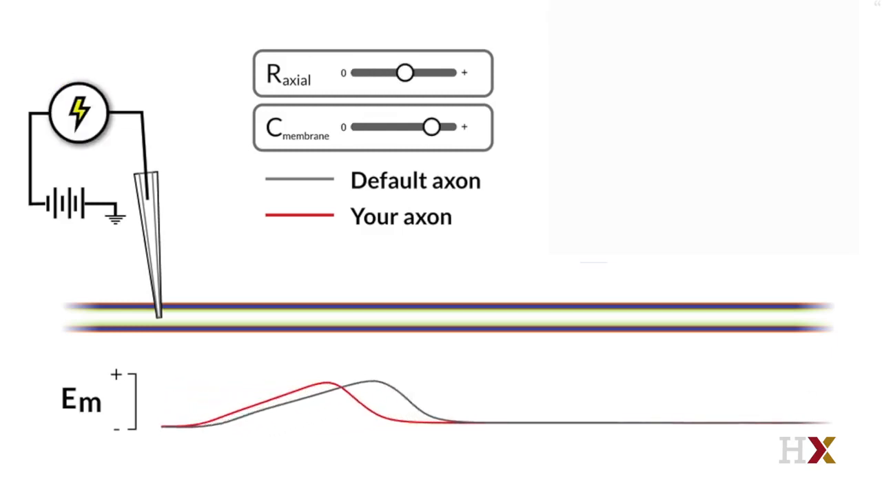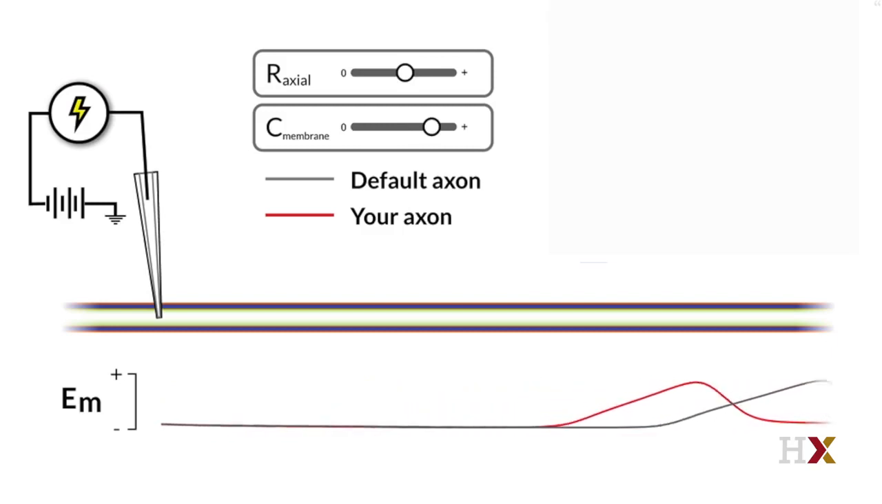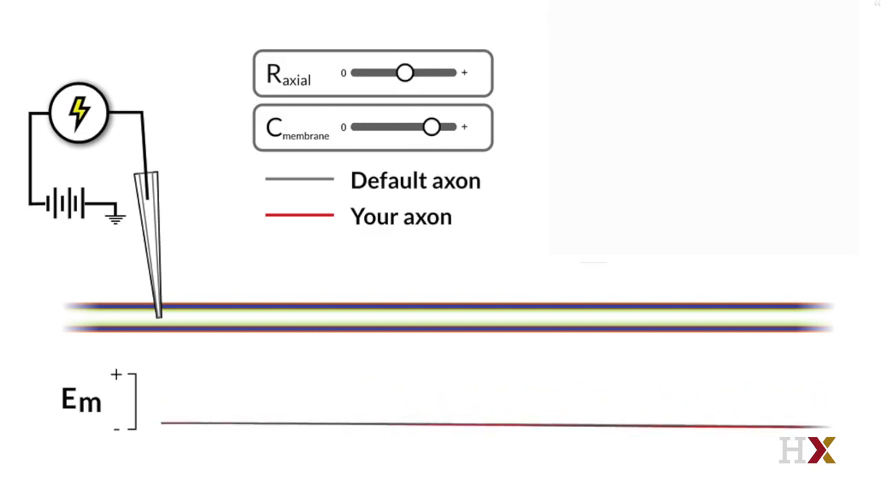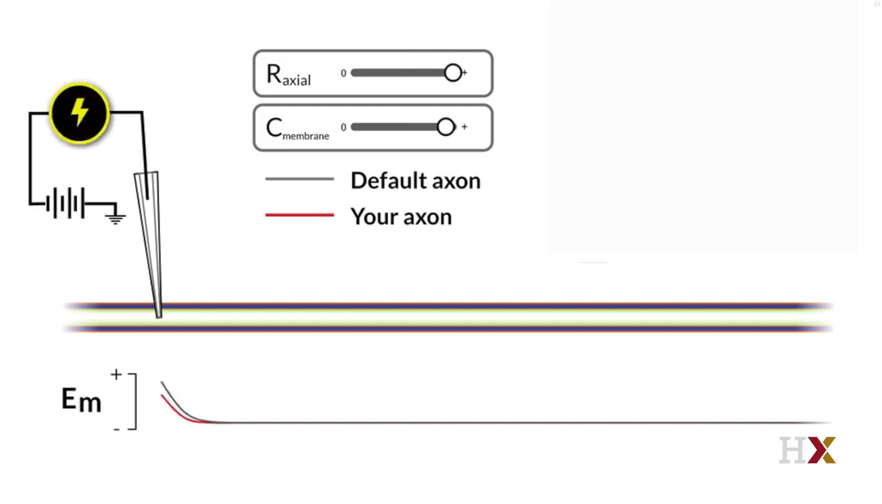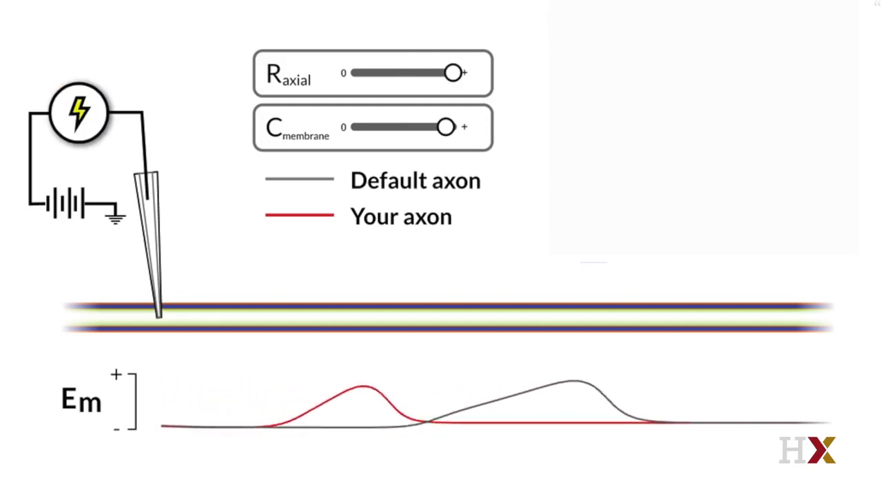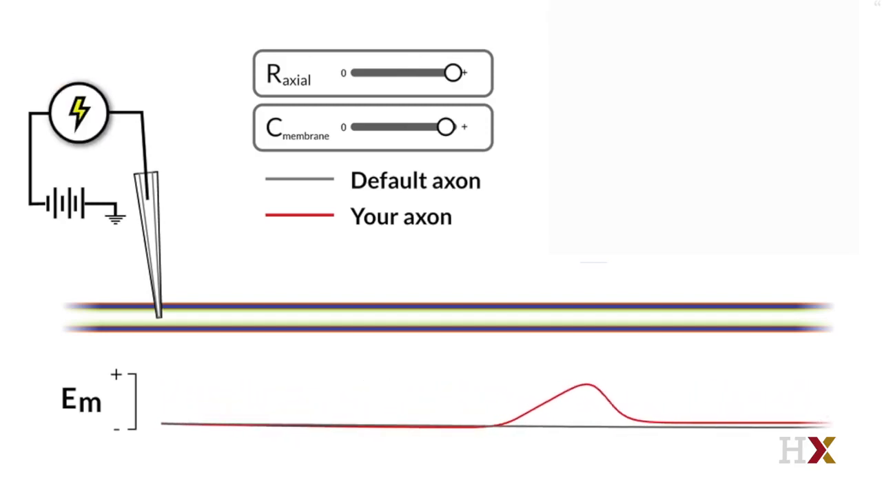As we saw earlier, a higher axial resistance shortens the length constant, and thereby limits the size of the bubble of depolarization associated with one action potential. And this limits the reach of an action potential occurring at a particular patch of the membrane. Meanwhile, capacitance buffers and delays the depolarization, further limiting how far it goes.